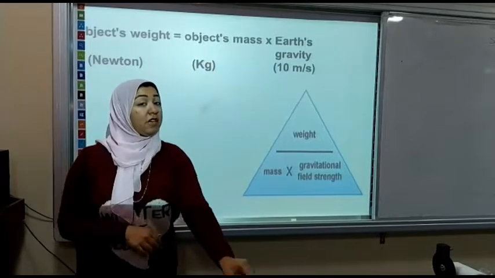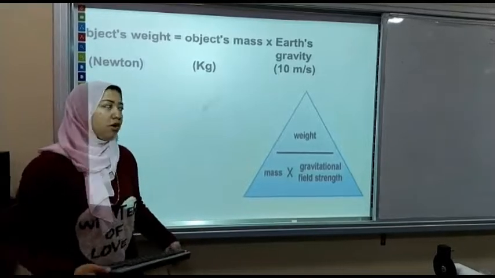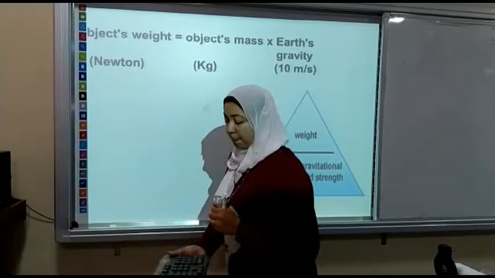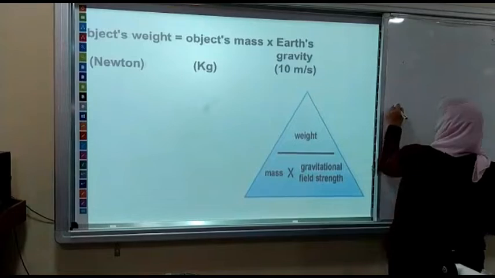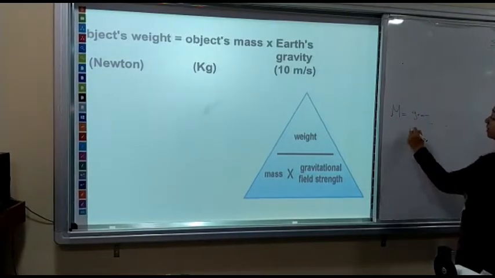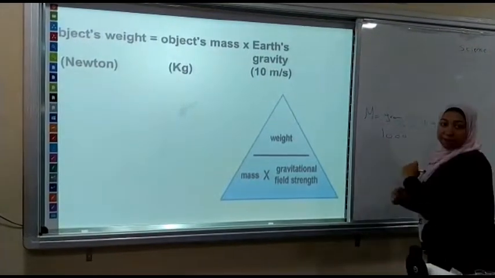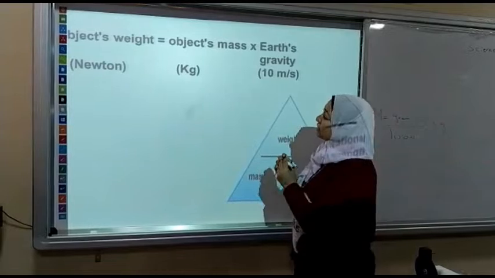What happens if he gives you the mass in grams? You will convert it into kilograms. Let's do it. Mass in grams, so you will divide it by 1,000 to convert it into kilograms. Understood this part? Let's continue.